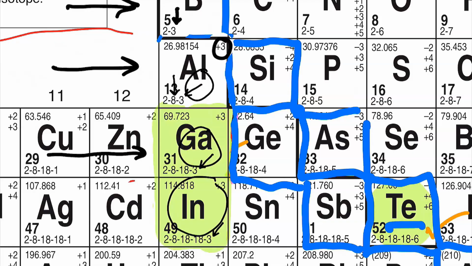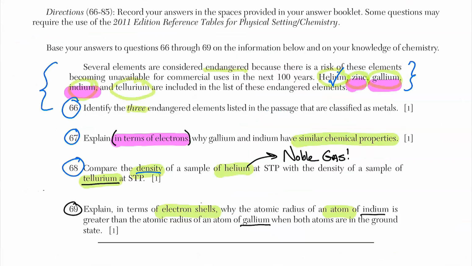Okay, so let's get back to our booklet and answer the question. Again, just reminding ourselves what we have to answer in terms of electron shells. That's what the question is about. Why the radius of indium is greater, they told us it was greater, than that of gallium. Well, indium has electrons that are filling the 5th shell, where gallium only has electrons in the 4th shell. It's as simple as that.